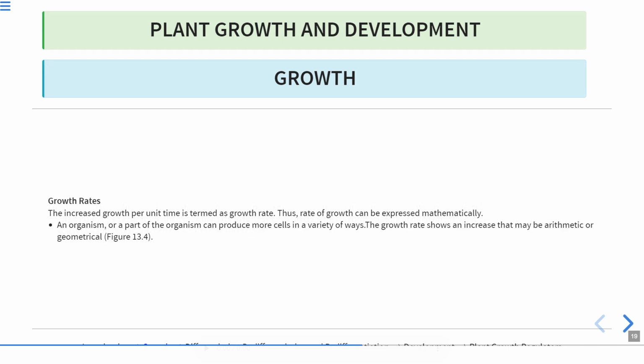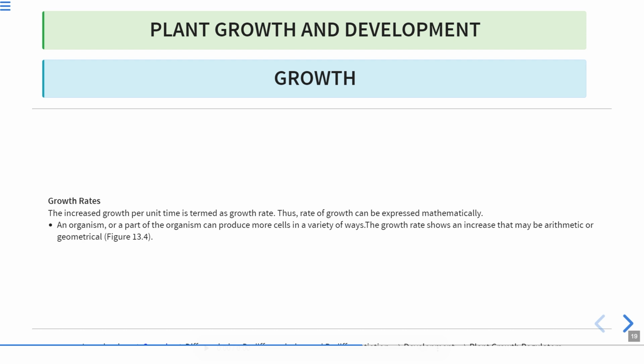Growth rate. How to measure the rate of growth? The increased growth per unit time is termed growth rate. In one unit of time, how much growth has been measured? That is called growth rate. Thus, the rate of growth can be expressed mathematically.